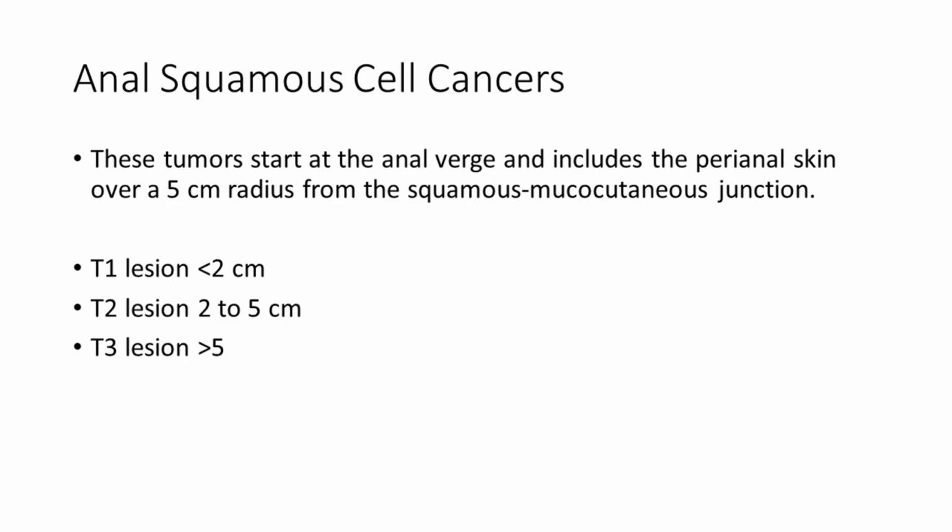Anal squamous cell cancers begin at the anal verge and include the perianal skin within a 5 cm radius from the squamous mucocutaneous junction. Tumors are classified based on size. You need to remember T1 and T2 size to be able to answer questions. T1 lesions are less than 2 cm and T2 lesions range from 2 to 5 cm.